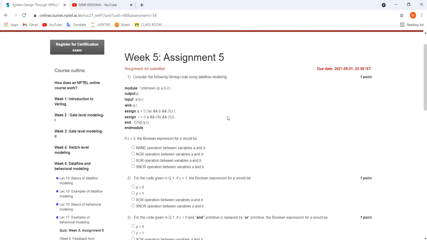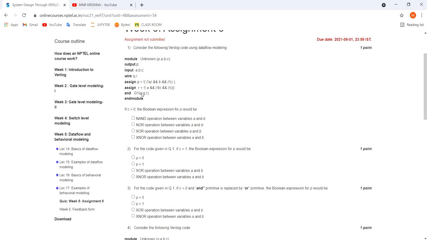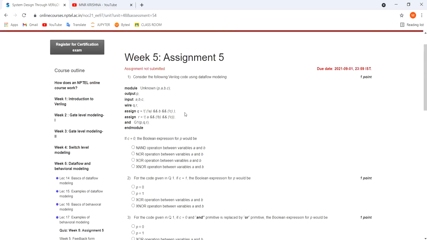This is for the 5th assignment. First question. Consider the following Verilog code using data flow modeling. This is the code. And if C is equal to 0, the Boolean expression for P would be here.